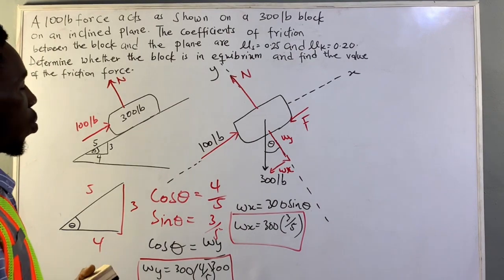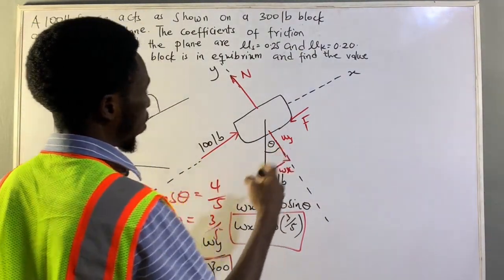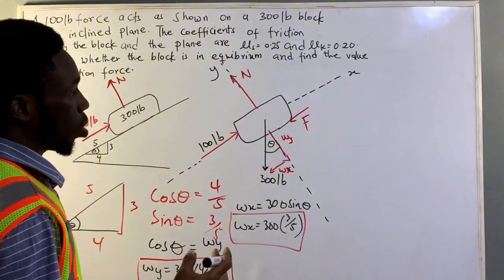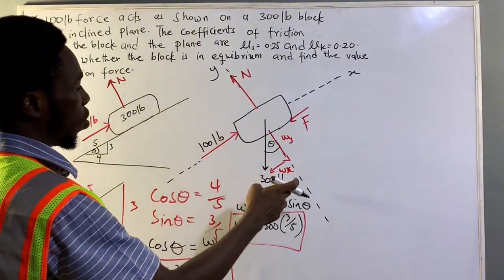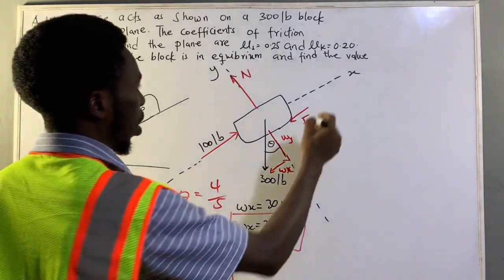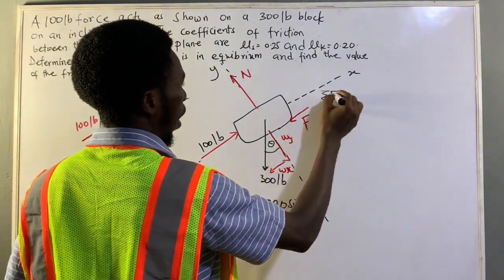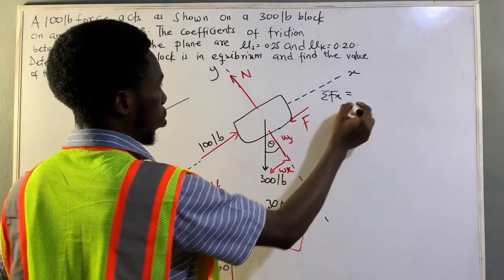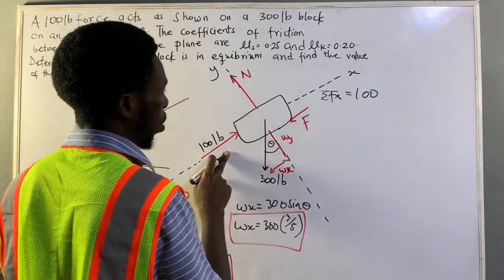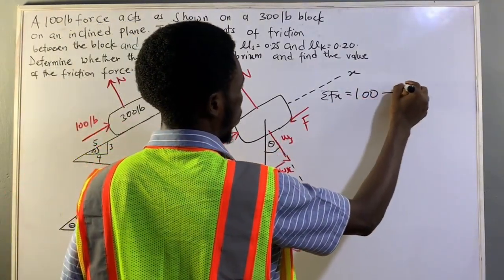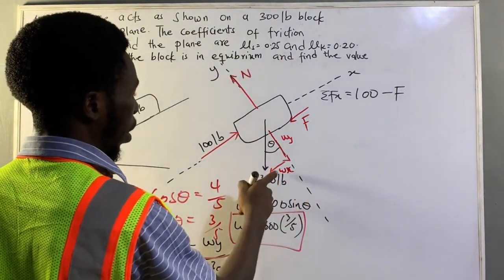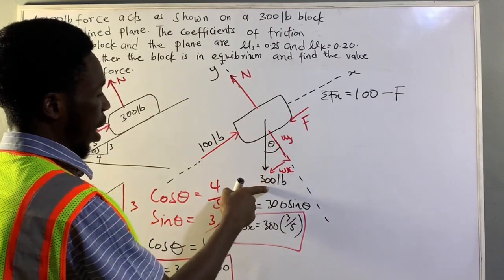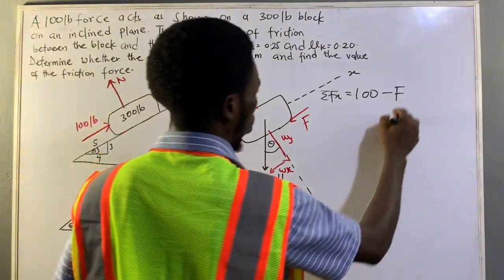So for this system to be in equilibrium, when you sum up all these forces in the X axis direction, it must be equal to 0. And then this normal force should be able to balance the Y component of the weight force, right? So you're going to have sum of forces in the X axis direction to be equal to the 100 pounds, right? Minus the friction force, minus the S component of the weight force, right?